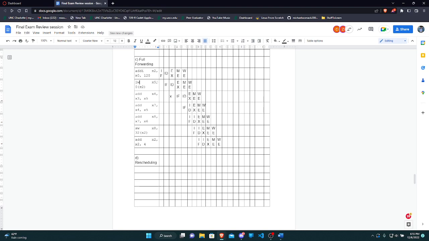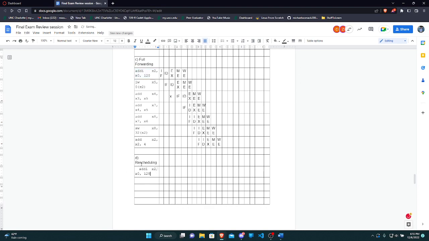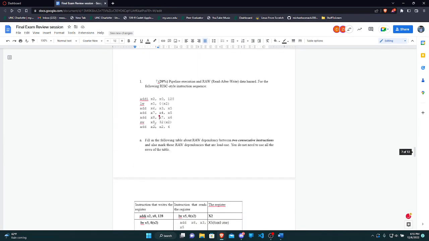And now the rescheduling is pretty straightforward. All we have to really worry about is our load use. So we start with our addi. Now, what lines do we have first?